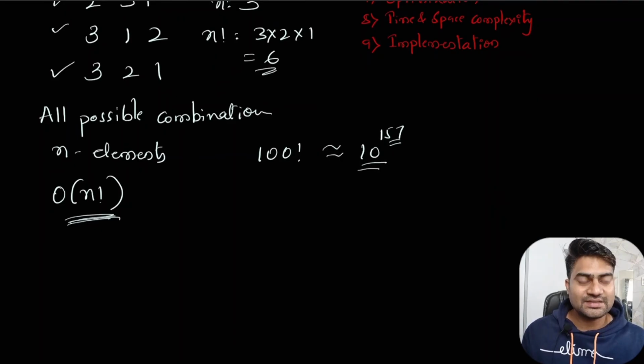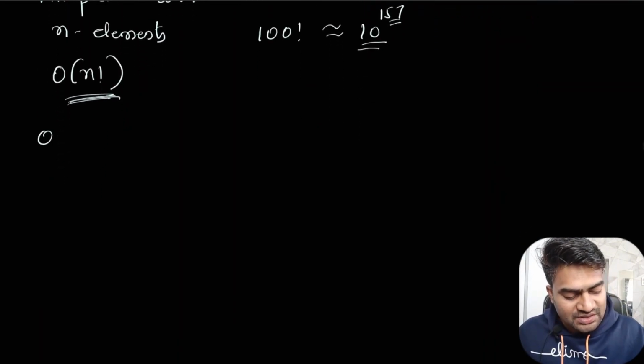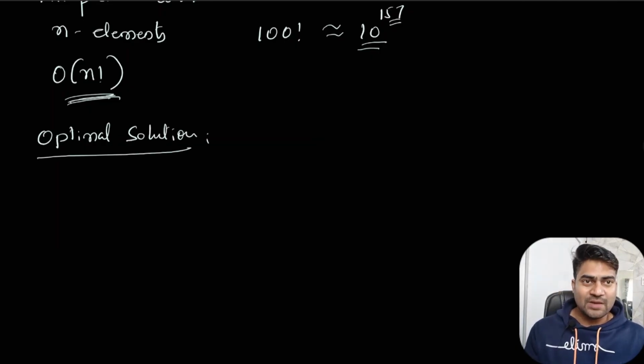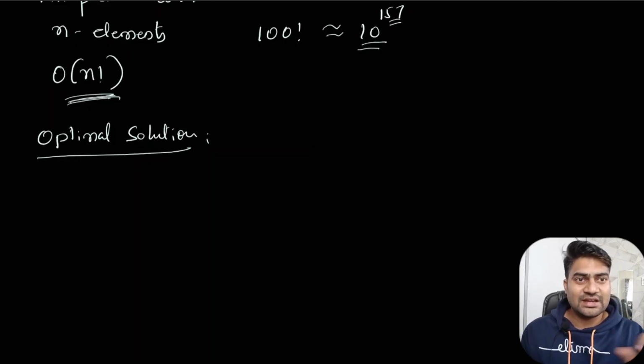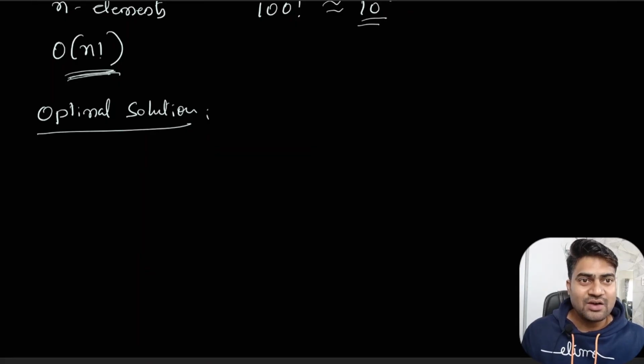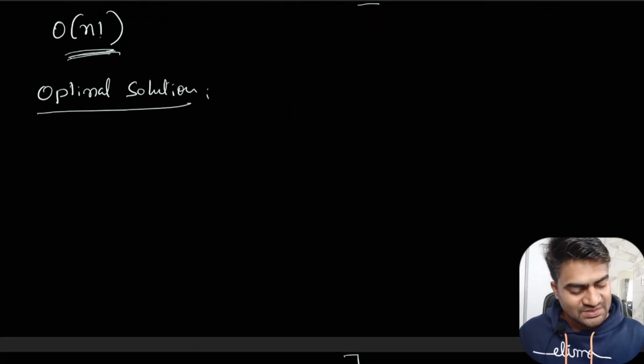So if that is the case, then what is the optimal solution? For the optimal solution, what did we see in the problem statement? We should not use any extra space and we should solve this in a single iteration. So then how do we come up with the next possible permutation? Let us take a small example.